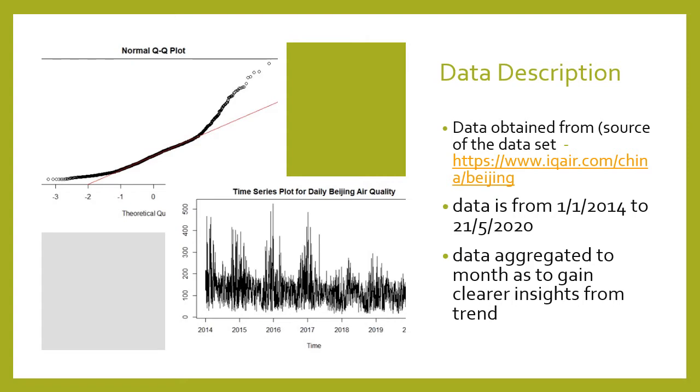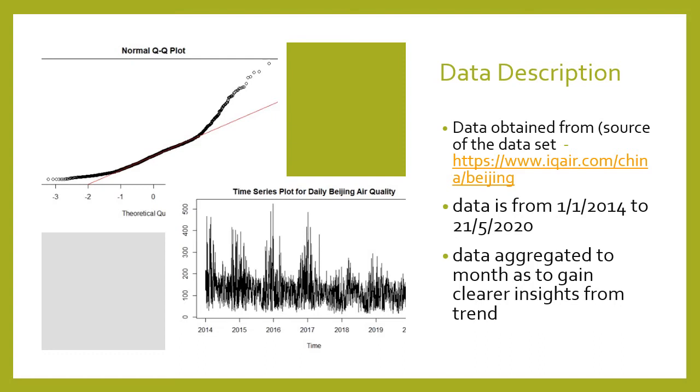The data has been sourced from iqair.com and is from the 1st of January 2014 to the 21st of May 2020. The plots shown here are the daily time series of PM2.5 and the corresponding QQ plot to test whether the data is normally distributed or not. What we can see is that the daily data is not normal, with massive deviation of the tails. The time series is heavily clustered and bunched, which will not help us uncover suitable insights in terms of model fitting and eventual forecasting because of the problem of overfitting.